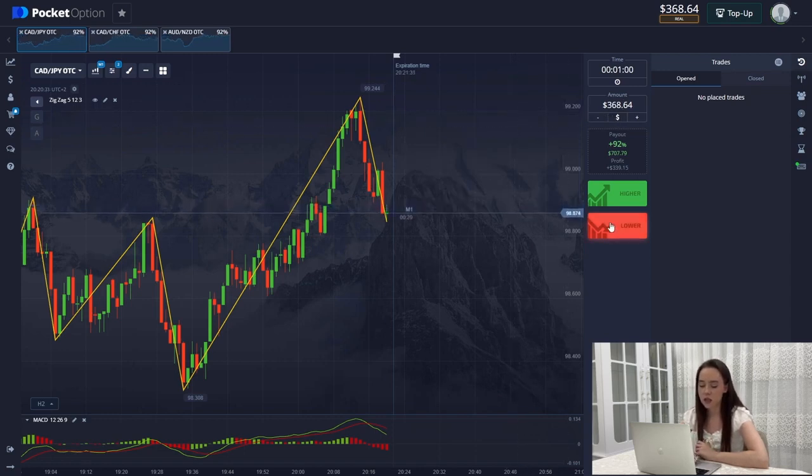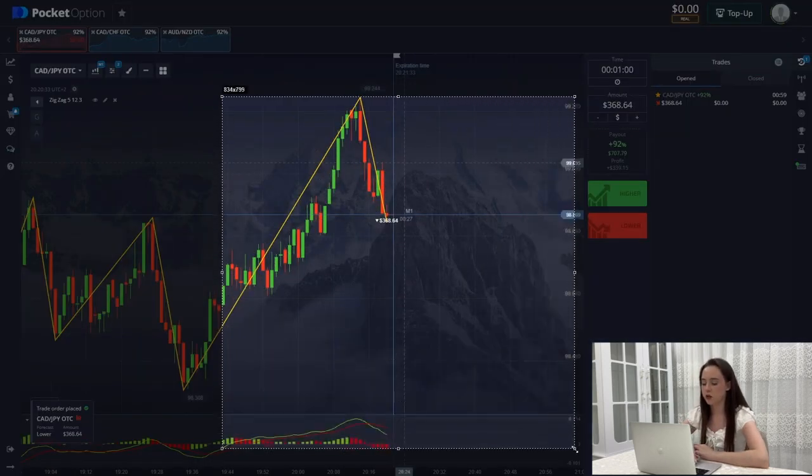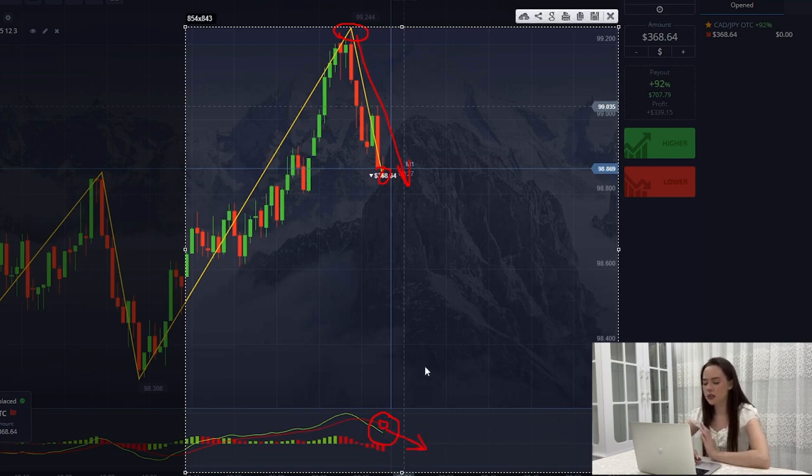Seeing the ZigZag indicator forming a local maximum, the chart will accordingly move down. My opinion is also confirmed by the MACD indicator, and we see now that the signal line is on top and both lines are directed downwards. All these things together give me a clear understanding that the price will move down.